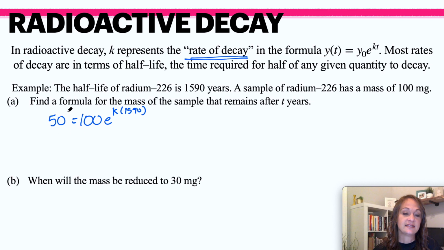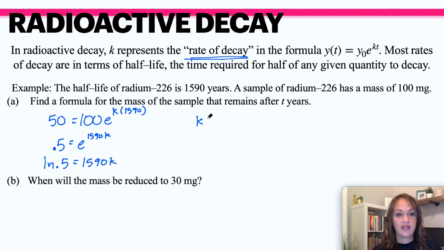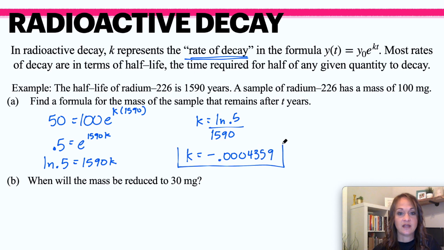So we're going to use this amount in order to find k. So the first thing we do is divide by 100, and we get 0.5. And now in order to get rid of the e, we're going to take the natural log of 0.5. And so k is going to be the natural log of 0.5 divided by 1,590. So k is a negative 0.0004359. That is the rate of decay.